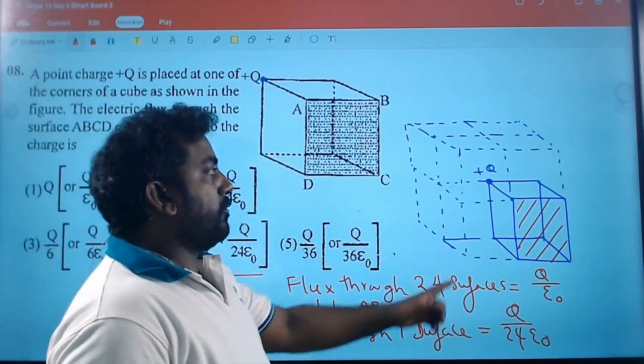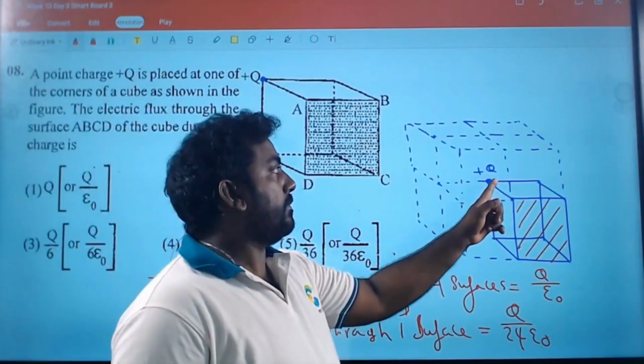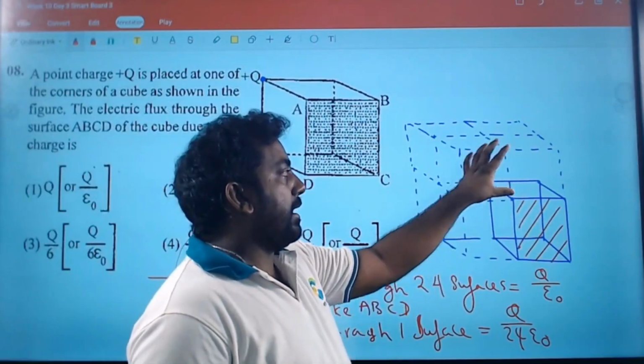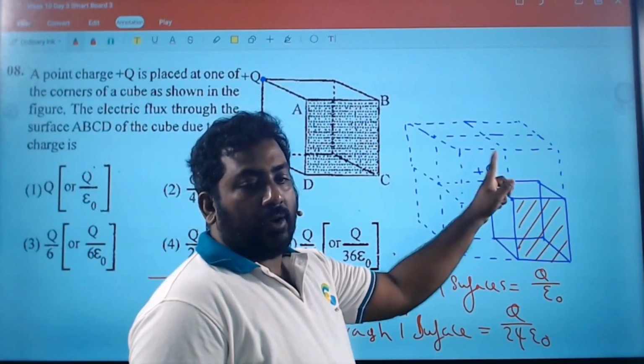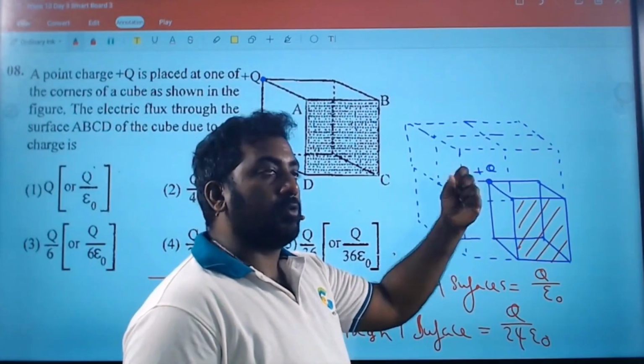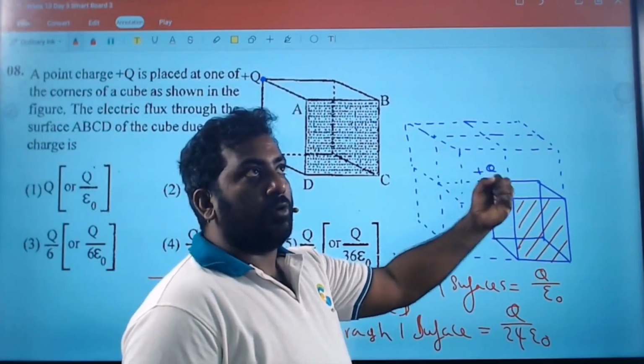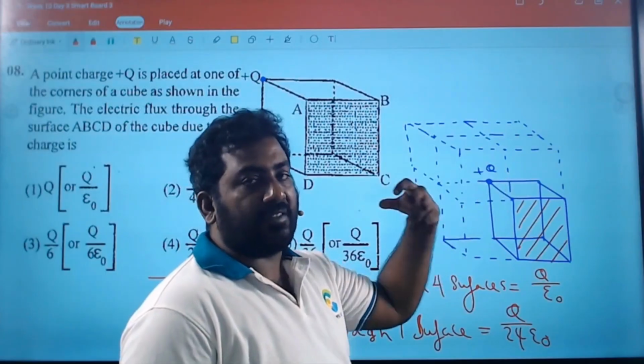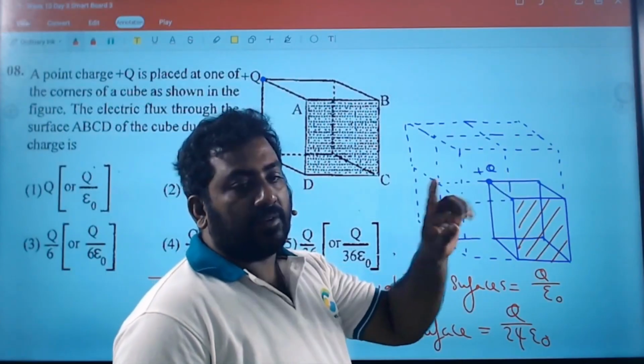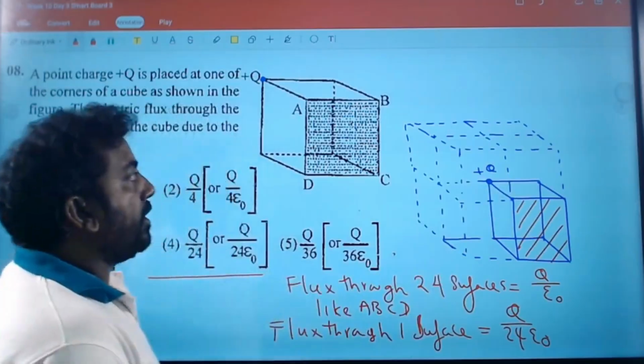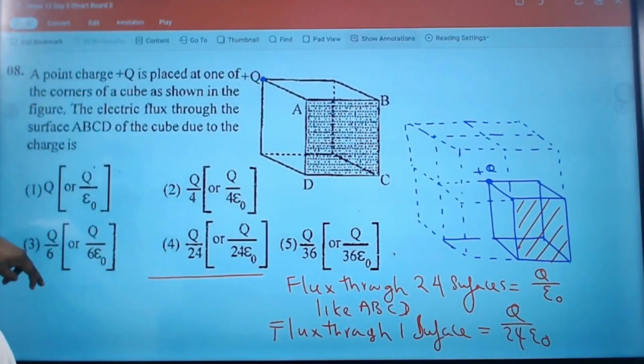So remember, you must fully enclose this charge, Gauss. In there are how many similar surfaces like ABCD? On one side 4, 6 sides in a cube, so 24. Flux through 24 surfaces, Q over epsilon naught. Flux through one surface, Q over epsilon naught divided by 24. Okay, right.